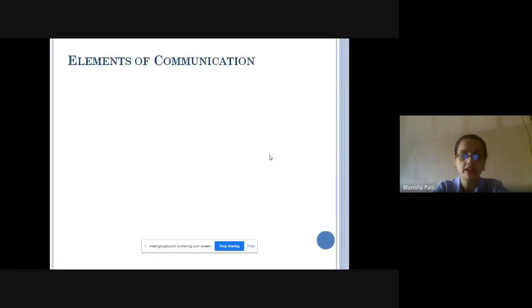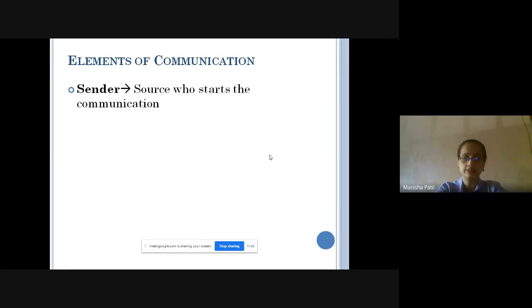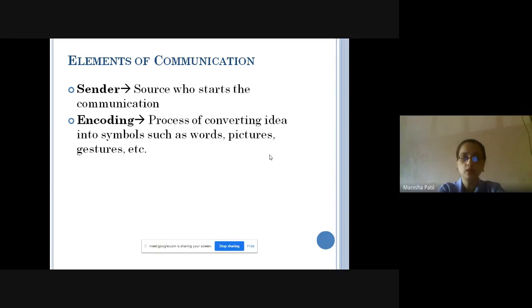So now we are having elements of communication. First one, sender, source who starts the communication. For example, in this online lecture, I am the sender. Second one, encoding. It is the process of converting idea into symbols such as words, pictures, gestures, etc. So, for example, creation of this PowerPoint presentation is the encoding process.